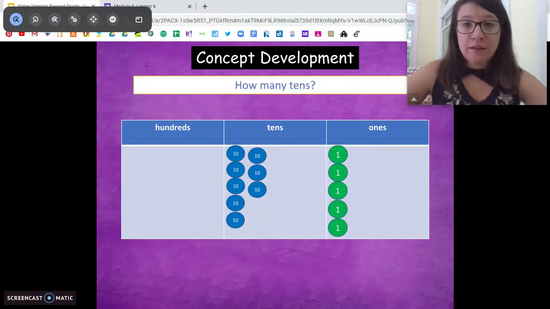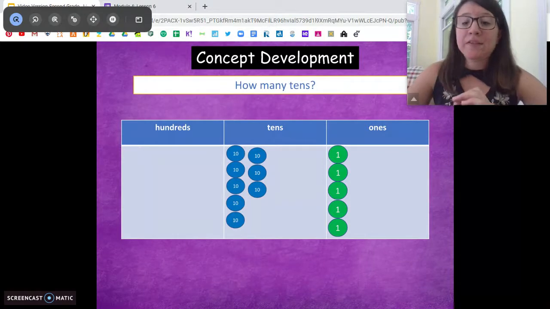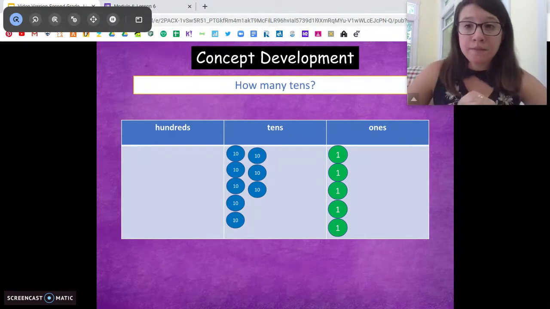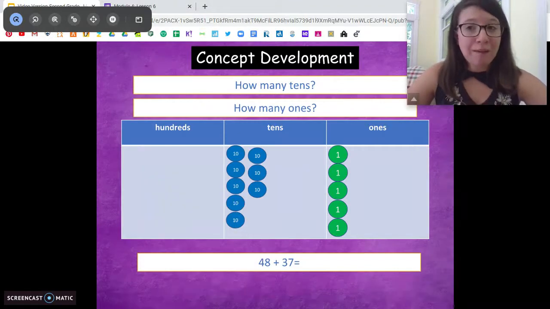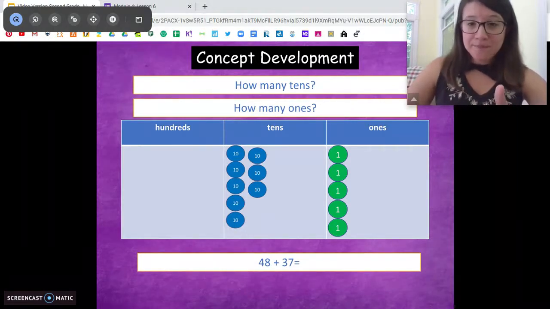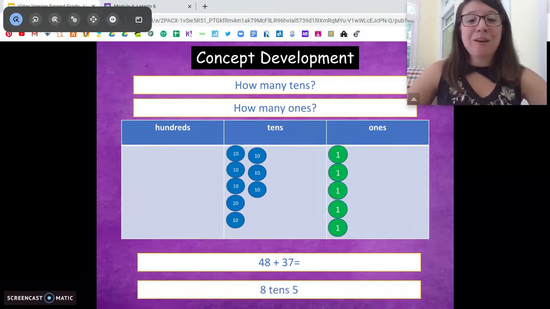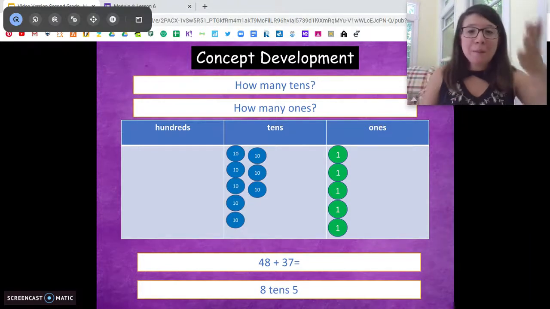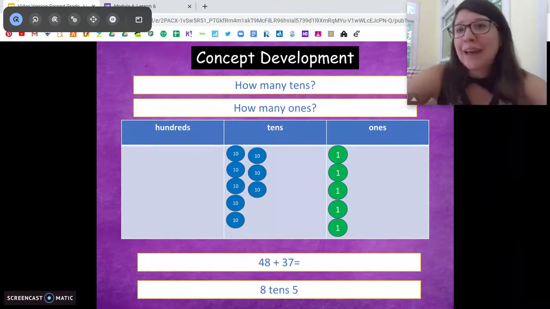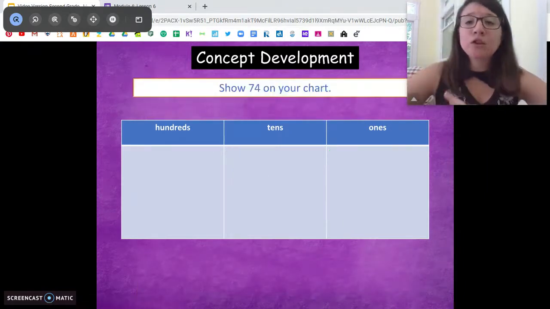How many 10s do we have? 8. Very good. And how many 1s? 5. Good. So 48 plus 37 is, say it the 10 way, 8 10s 5. Awesome job. 48 plus 37, that's a crazy 2 numbers to just add, but you just did it, just like that. So excellent job. Let's do one more.